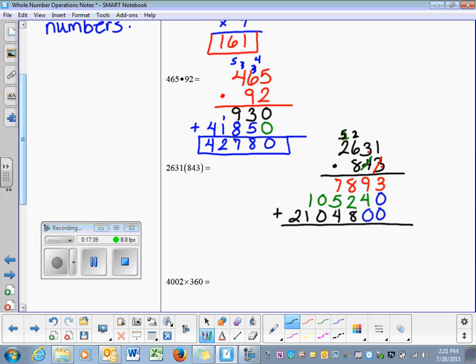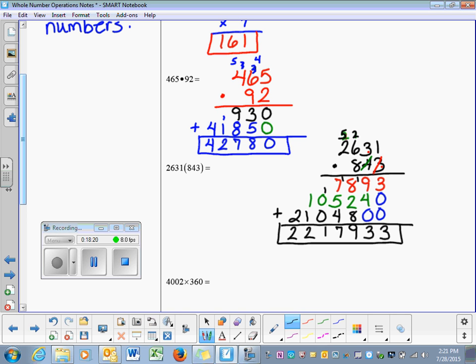Now I've got to add these 3 rows together. 3 plus 0 is 3. 9 plus 4 is 13, plus 0 is still 13. 8 plus 1 is 9. Plus 2 is 11, plus 8 is 19. Carry the 1. 1 plus 7 is 8, plus 5 is 13, plus 4 is 17. 1 plus 0 is 1. 1 plus 1 is 2, and 2 plus nothing is 2.